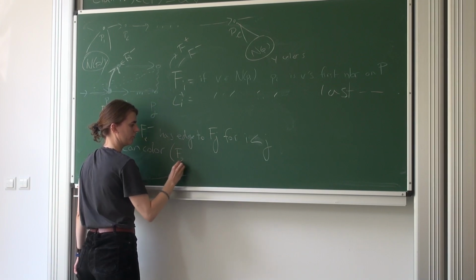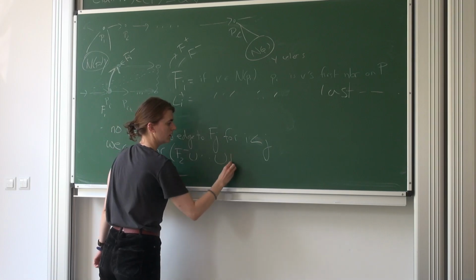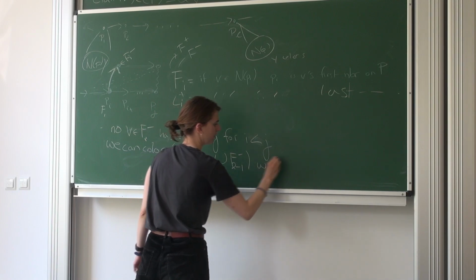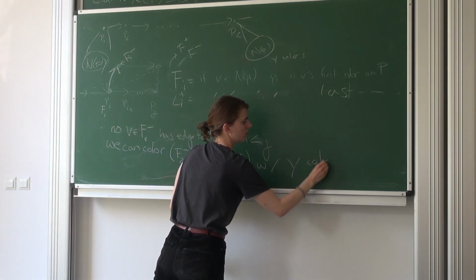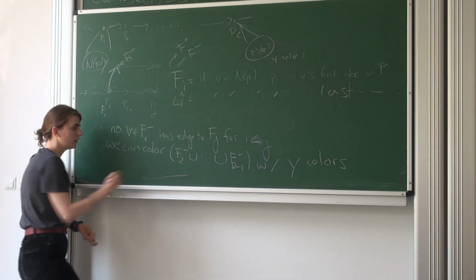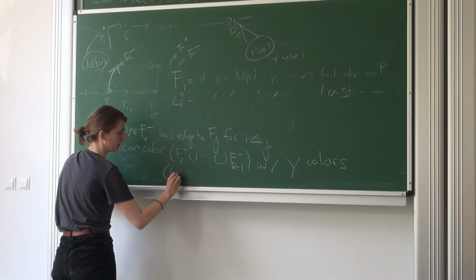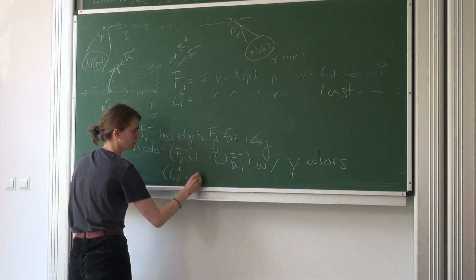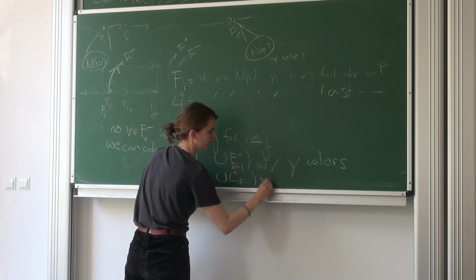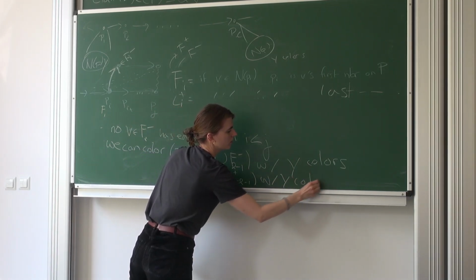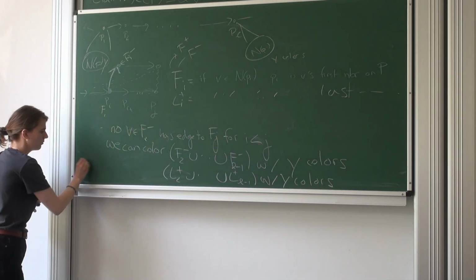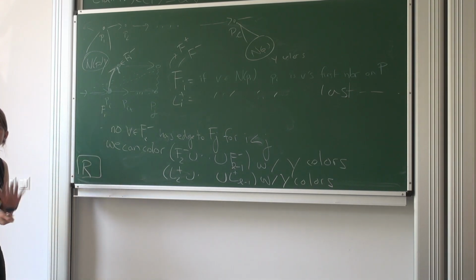So f2 minus union ... fl minus 1 minus, this gets gamma colors. And you do the same idea for the last neighbors, so L2 plus union ... gets gamma colors. And then let's call R what's left over.